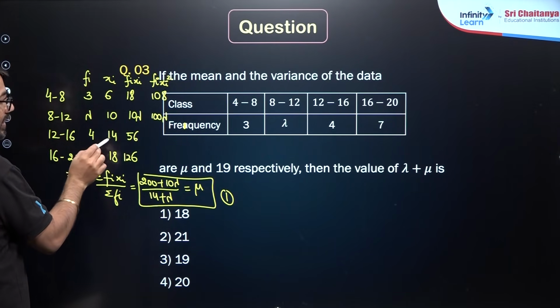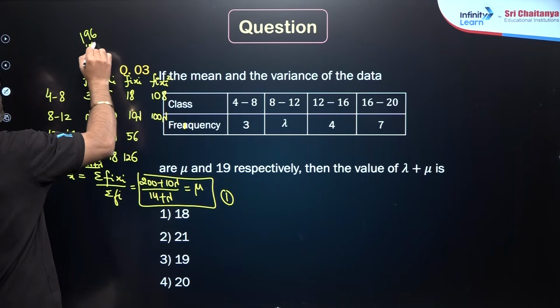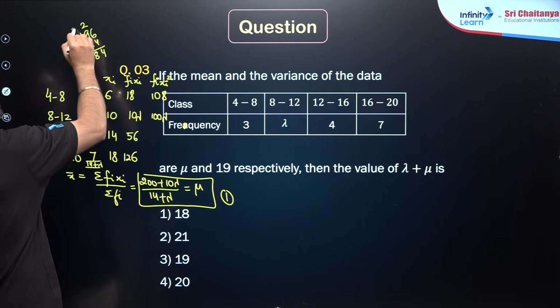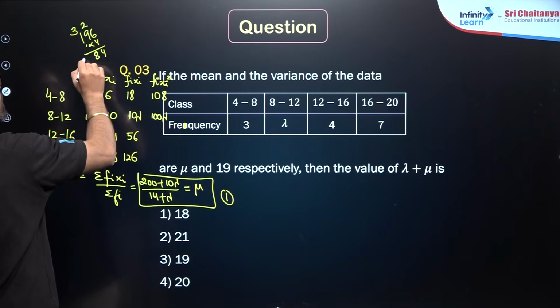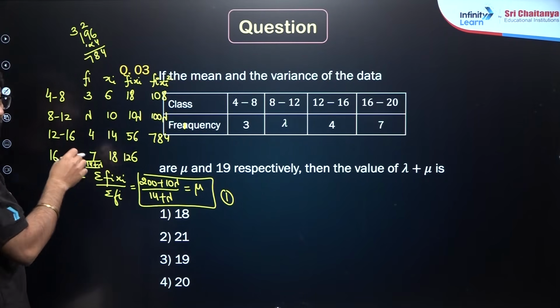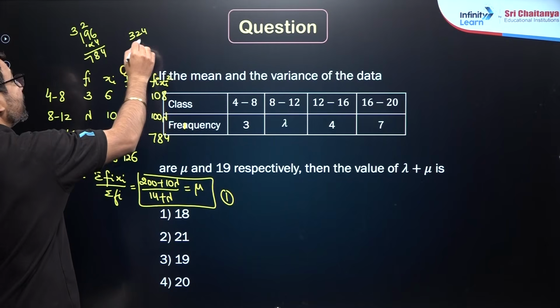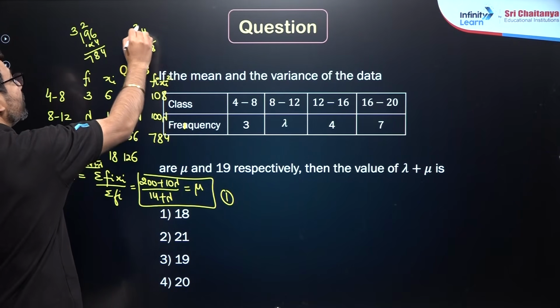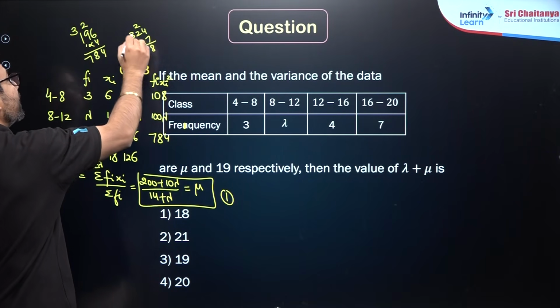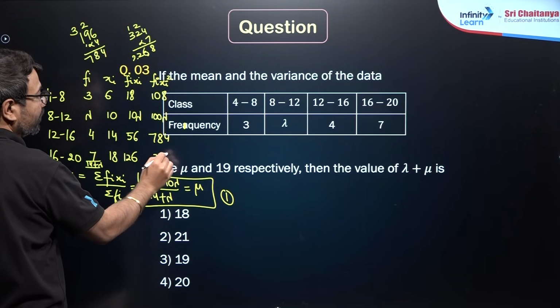Then Xi square is 196, then 196 into 4 you have to write. So 6 4s are 24, 9 4s are 36, 3 8, and then here it will be 784. And here Xi square, 18 square is 324, and then 324 is multiplied by 7. So 7 4s are 28, then it is 16, and then it will be 22. So 2268 you will have from here.